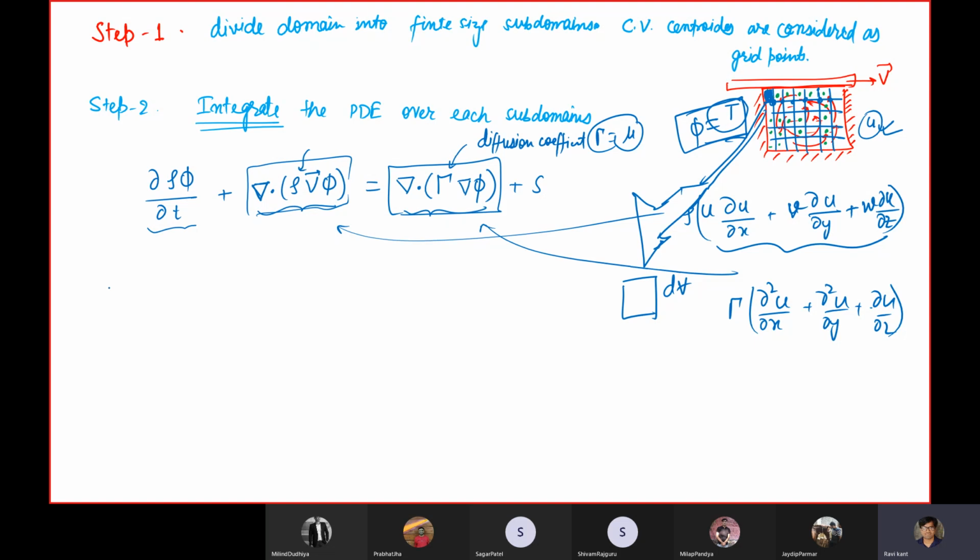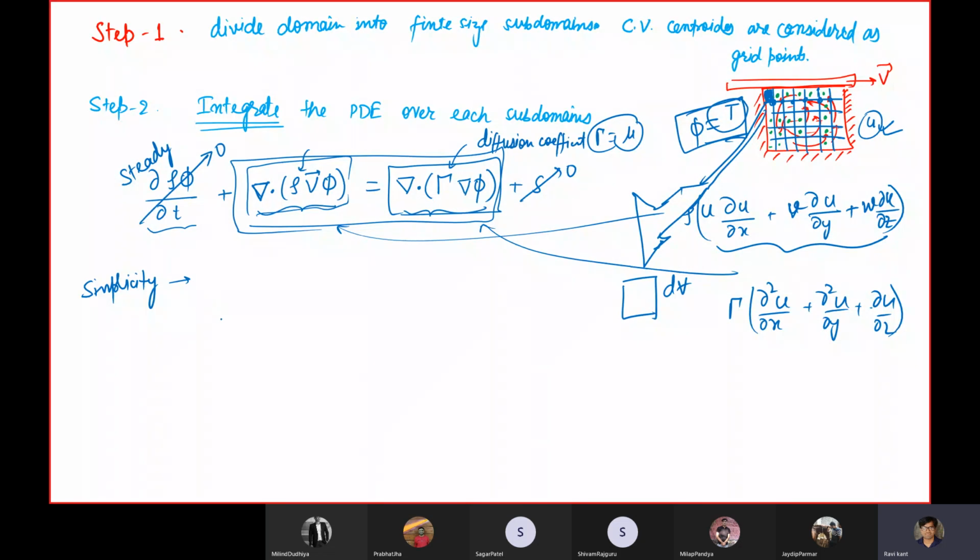In the wake of simplicity, I will assume that my governing equation is steady in nature currently, and there are no source terms. So I'm interacting only these two terms, and let me try to integrate these things. For simplicity, I have avoided steadiness and source term, although you can take these things as well.